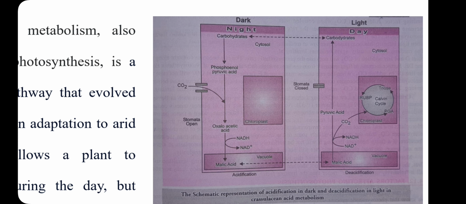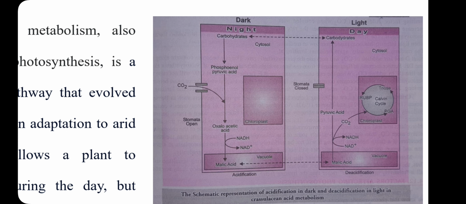So during dark time, or in the absence of sunlight, stomata open and CO2 absorption occurs. The first acceptor is PEP, which is converted to oxaloacetic acid, and then converted to malic acid. It is stored in the vacuole.